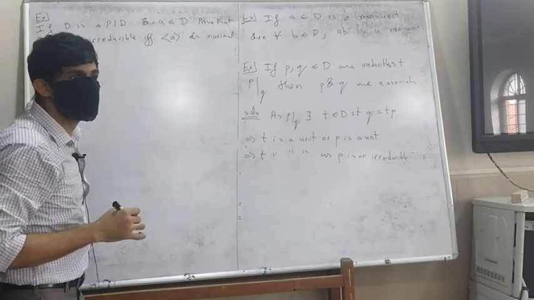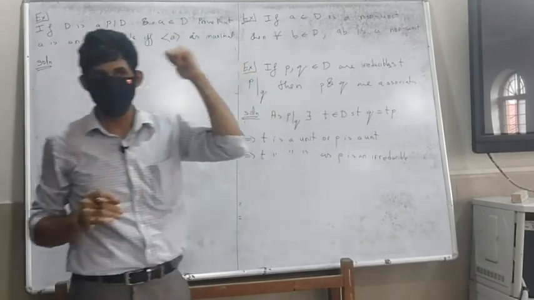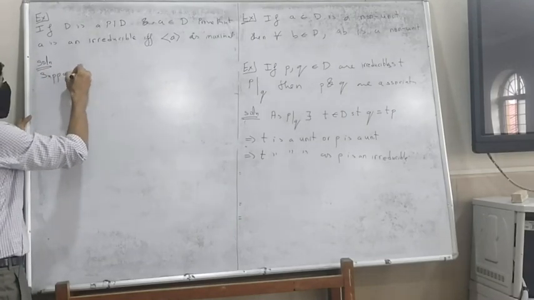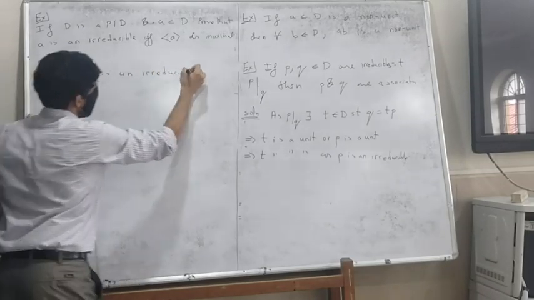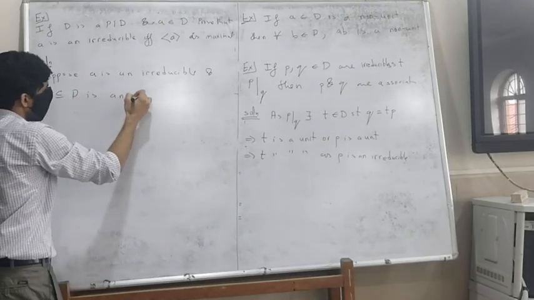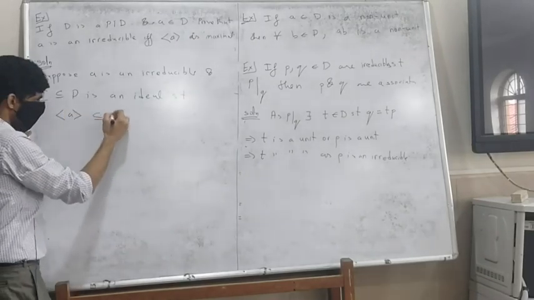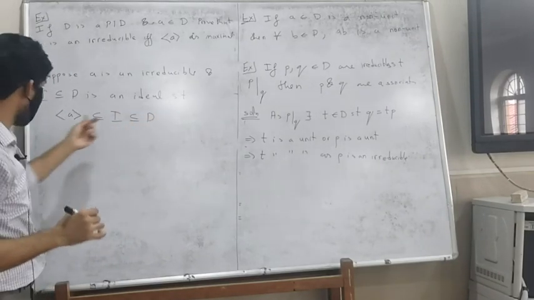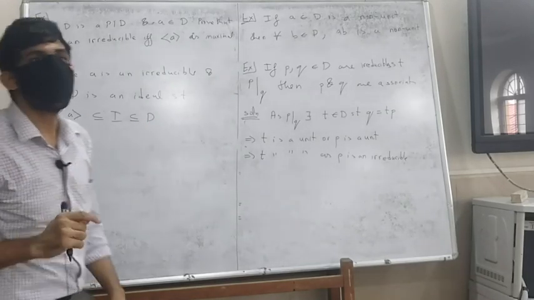Let's first assume that A is an irreducible and prove that this is maximal. Okay. As you will see, the steps are actually going to imitate the same proof which we have done back there. So suppose A is an irreducible and I is an ideal such that, what do we need to show? Either I is the entire D or I is, but we are working in a PID.